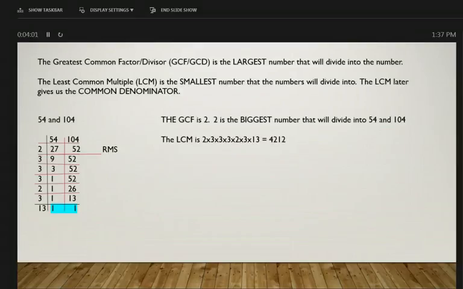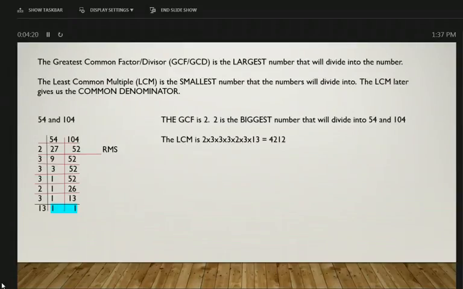2 will go into 52 26 times. 2 will go into 26, that's supposed to be 2, my mistake. 2 will go into 26 13 times. And then 13 will go in there 13 times.